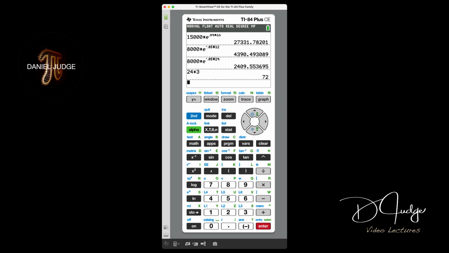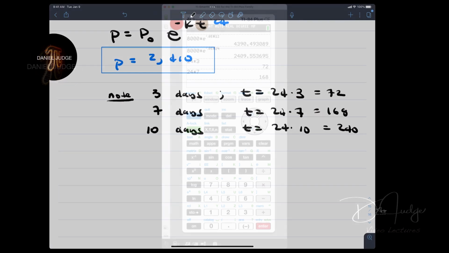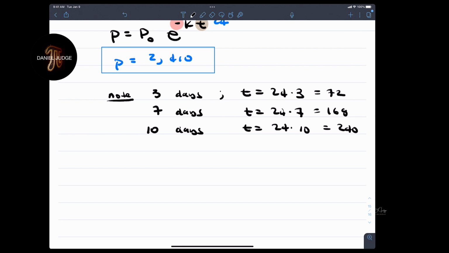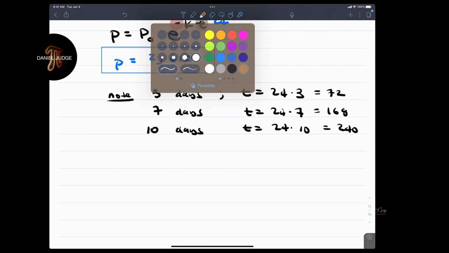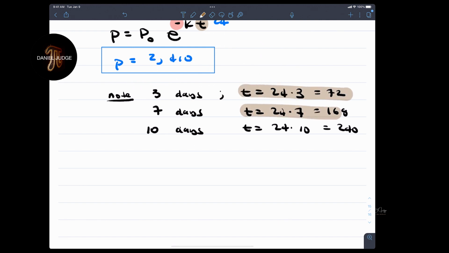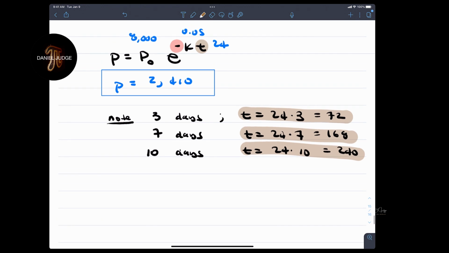Right, 3 days is 72 hours. 24 times 7 is 168 hours. 24 times 10 is 240 hours, ladies and gentlemen. So let's try to see what our bacteria becomes with these particular time values.